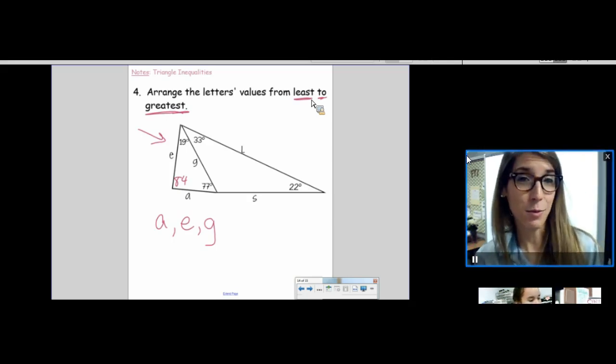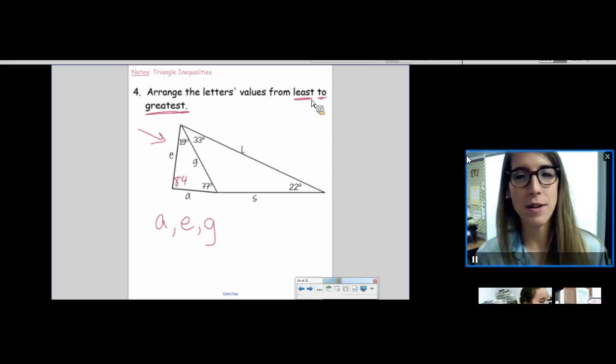Now, the only way this works is if the largest side of one ends up being the smallest side of the other. You can't have any overlap or we wouldn't know how to order them. And don't worry, they'll always work like that.